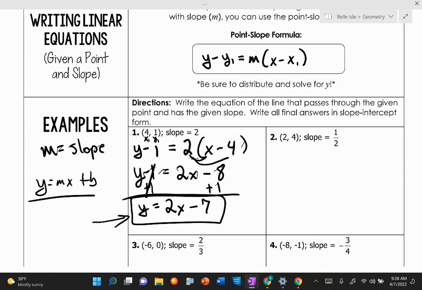Formulas are really nice because you don't have to do a lot of thinking. It's just substituting and then solving. Okay, so let's look at number 2. We have the point (2, 4) that this line is going to go through at a slope of 1/2. So I've got y minus y1 equals m times x minus x1.